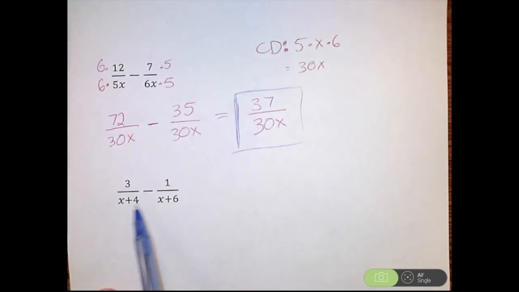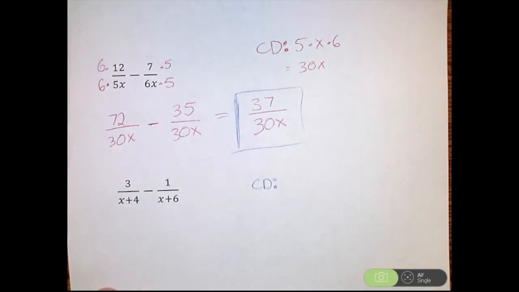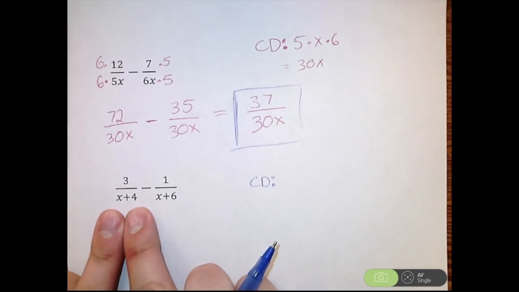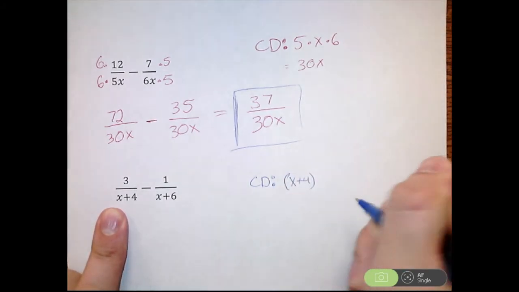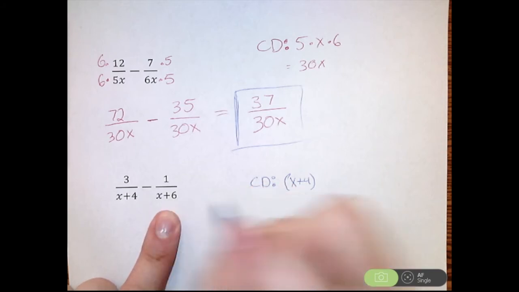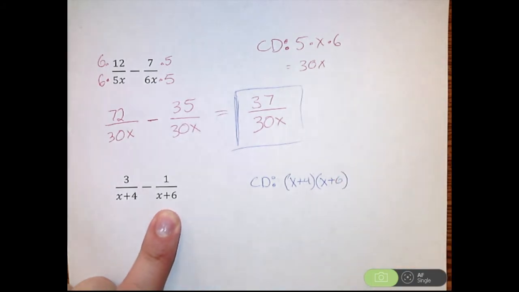We have 3 divided by x plus 4 minus 1 divided by x plus 6. Again, I see that I don't have common denominators, but I would like to get there. So first thing I'm going to do is factor. Well, x plus 4 is already factored, so I'm going to start making my list here. One of my factors is x plus 4. Then I move over here. I would like to factor x plus 6. It already is, so I'm going to add that to my list, x plus 6.